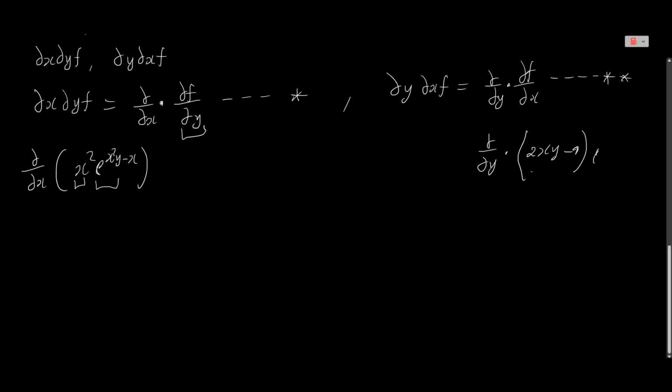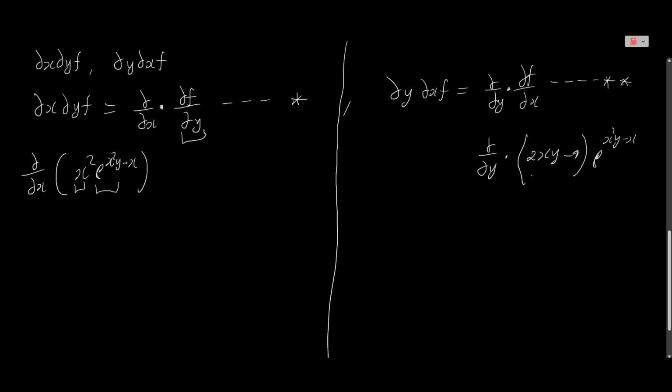I forgot to write the e raised to the power x squared y minus x. So we can consider just this one, we solve it, and then at the end we solve the other part of it. Again, we are dealing with a product, so we use the product rule, meaning that we consider one function constant and differentiate the other, plus we consider the other function constant and differentiate the next. In this case, we consider x squared constant and then we differentiate our other function with respect to x.